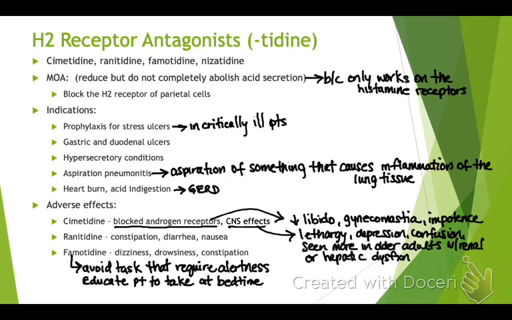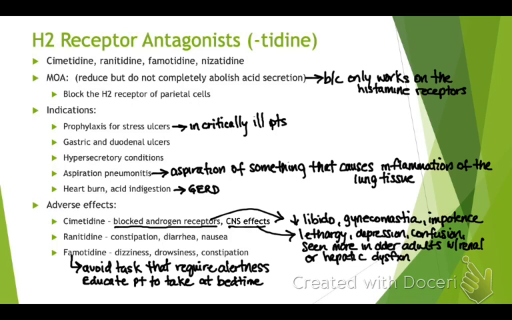So why do we take them? Indications, again, prophylaxis for stress ulcers, especially those critically ill patients, patients that have gastric or duodenal ulcers, patients with hypersecretory conditions, patients with aspiration pneumonitis, aspiration of something that causes inflammation of the lung tissue. So because we're blocking the histamine, it will reduce the inflammation. Patients with heartburn or acid indigestion, diagnoses like GERD.